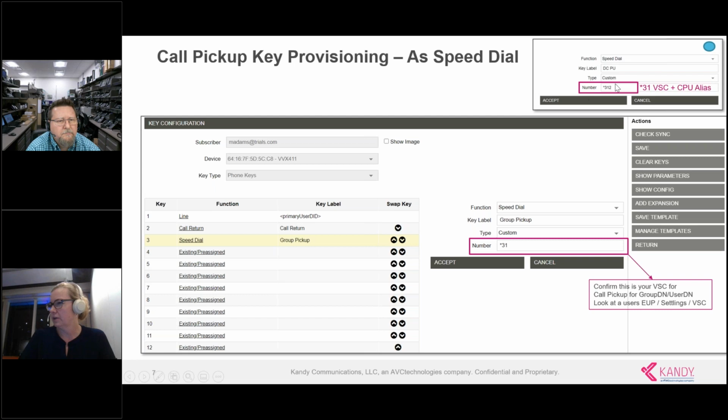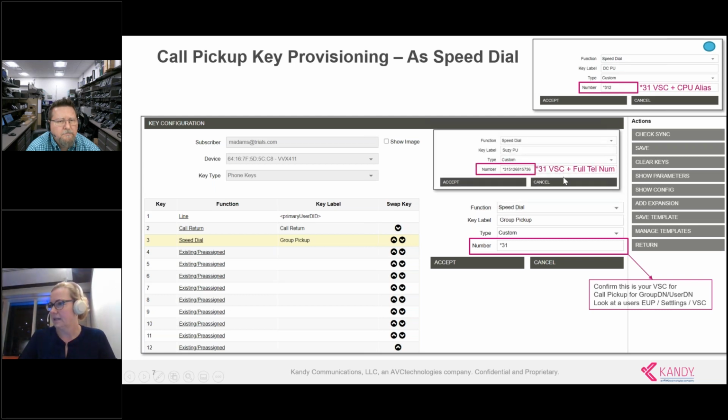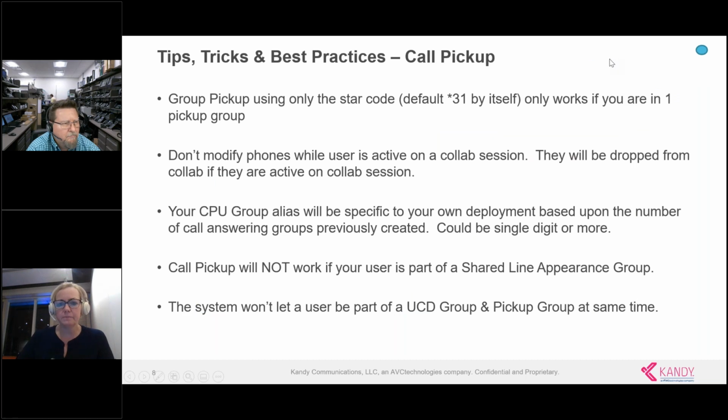All right, and so here it shows star 31 plus the alias in that. And then here's one again, star 31 plus the full telephone number. Again, you can do this with device parameters, or you can do this with the button mapping. Okay, so a couple of tips and tricks here is that it's best to use just the plain Jane star 31 pickup group if you're only in one pickup group, because if you're in two, how are you going to know which one you're picking up?